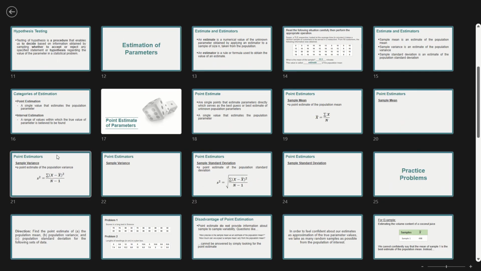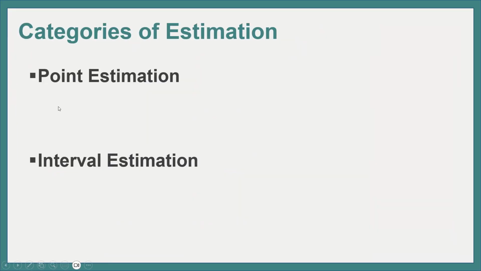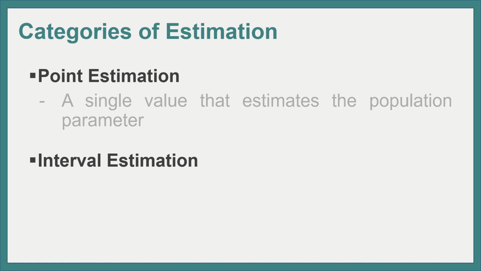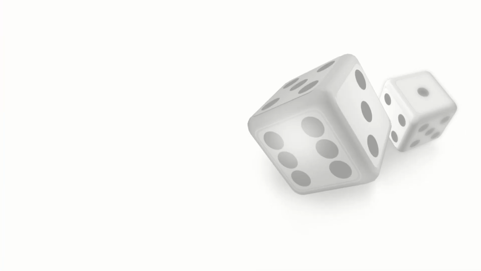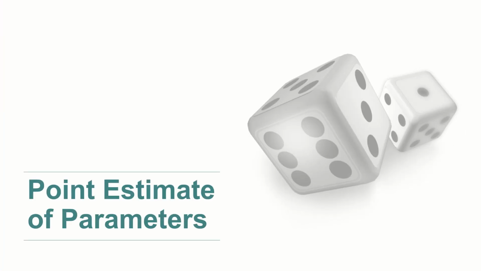We also learned that there are two categories of estimation. So we have point estimation and interval estimation, wherein point estimation is defined as using a single value that estimates the population parameter, wherein interval estimation, on the other hand, is defined as using a range of values within which the true value of the parameter is believed to be found. So in this video, we are going to learn how to perform point estimate of parameters.